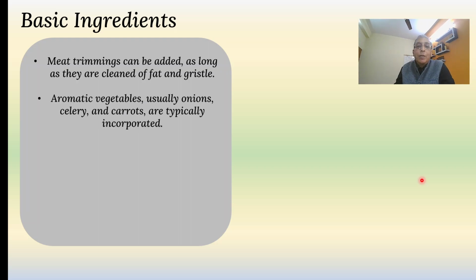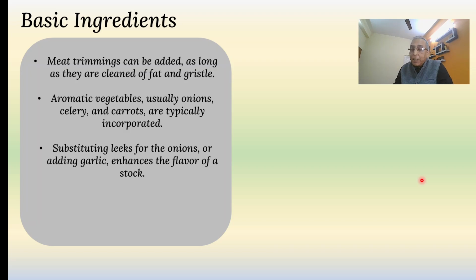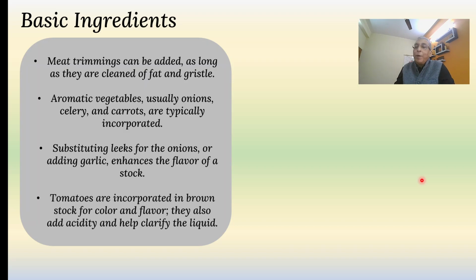Aromatic vegetables, usually onions, celery and carrots, are typically incorporated. Substituting leeks for the onions or adding garlic enhances the flavor of the stock. So onion can be replaced with leek. Sometimes garlic can be utilized depending upon the typicality of your final product. That will also enhance the flavor of the stock. Tomatoes are incorporated in brown stock, not in white stock. Remember, that is very important.